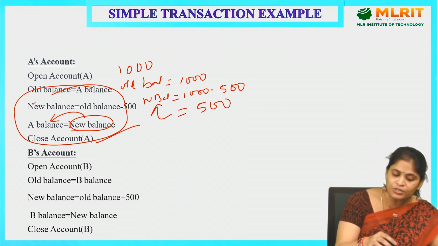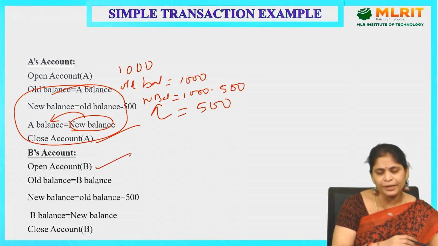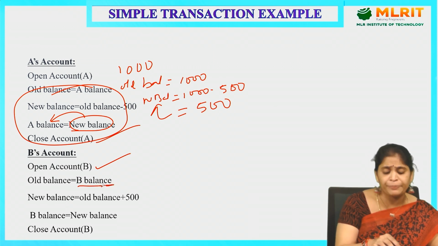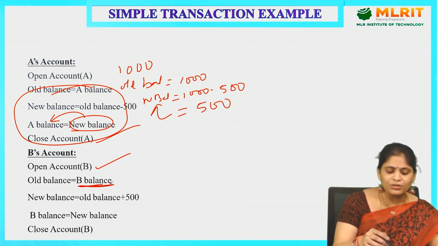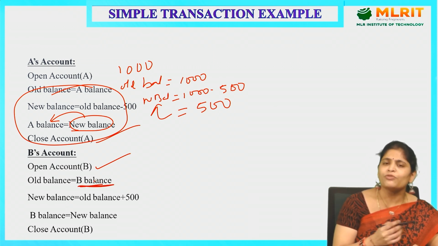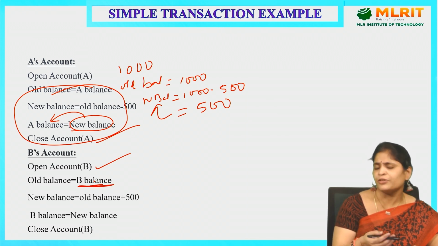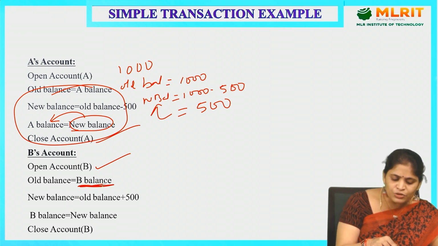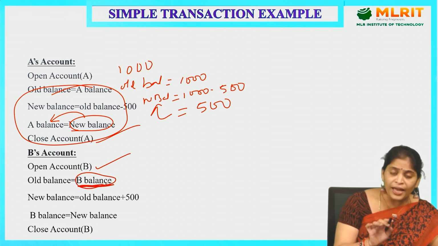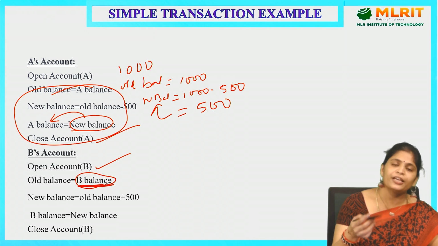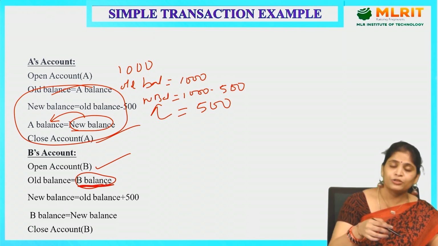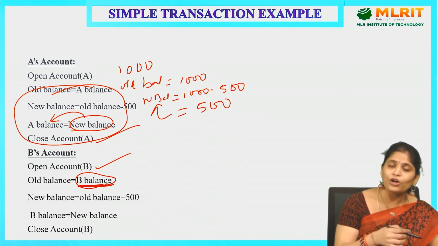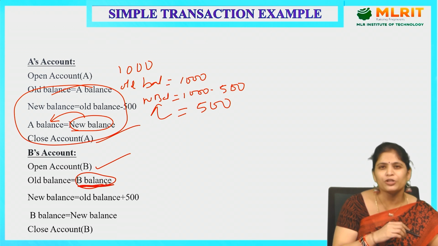So what are those series? We have to open account B. Next we need to check B's balance. Okay, so this is my friend's account. So what will my friend do? He used to open his account. First he used to check the balance. Later, he used to check his old balance, and after crediting 500 to my friend's account, what will his balance become? It will become a new balance, right?